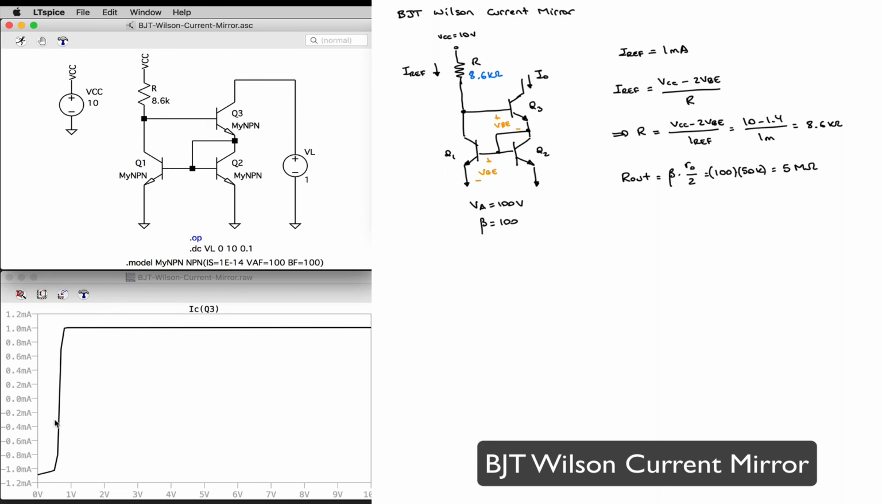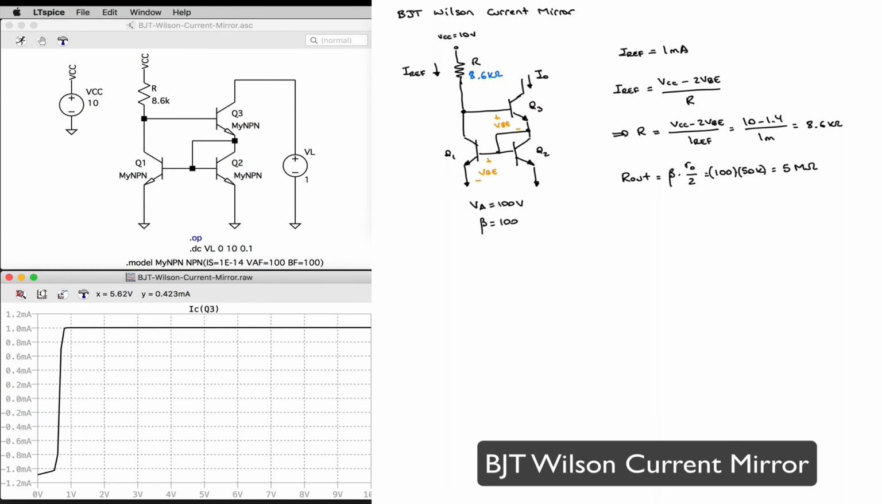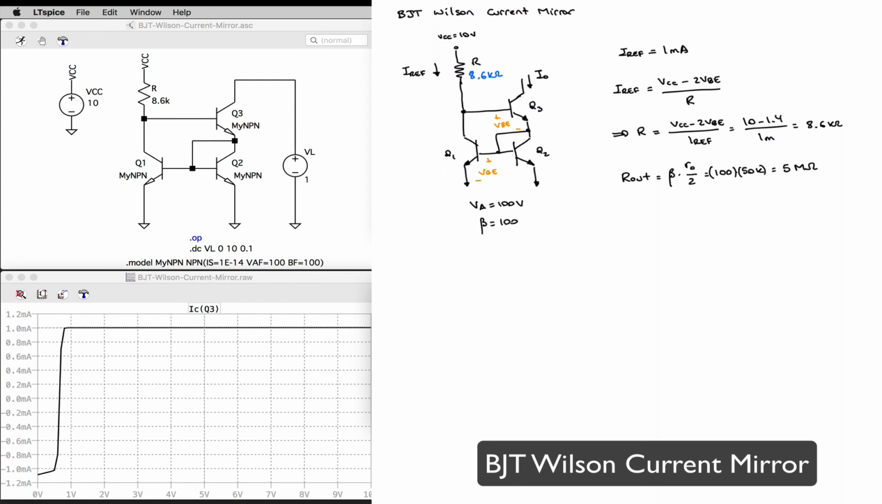We can see again that we have suffered in terms of compliance range with respect to transistor Q1, or sorry, with the basic mirror. First I'm going to add my grid, and now we're going to take a look at the cursors to determine the output resistance.